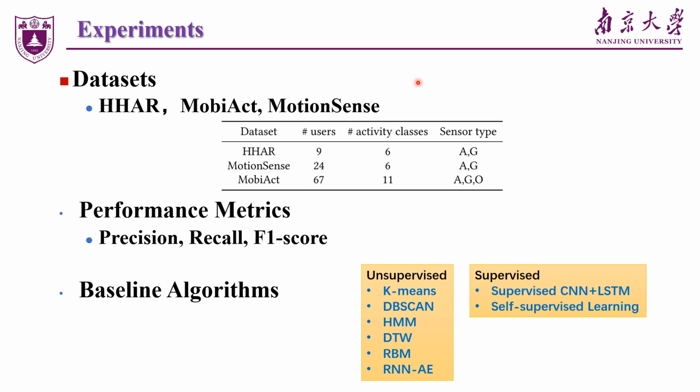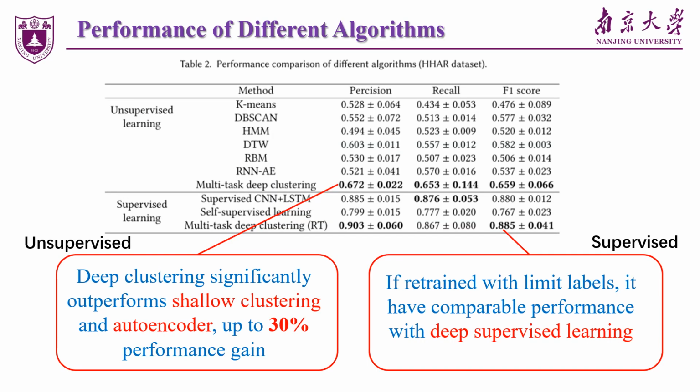We conduct experiments to evaluate its performance. It is based on three well-known datasets, and we compare our method with baseline algorithms from both supervised learning and unsupervised learning. Here is the performance of different algorithms. In this table, we can see that in an unsupervised learning environment, our method significantly outperformed the shallow clustering and the autoencoder, with up to 30% performance improvement. If we retrain our model with some labels, it has comparable performance with the state-of-the-art deep learning supervised method.